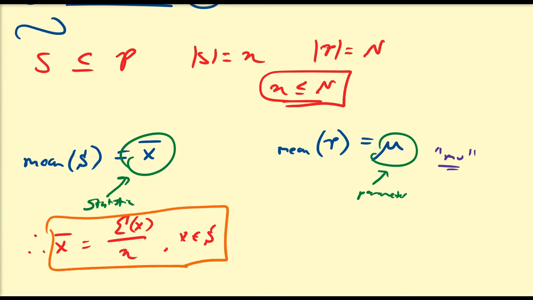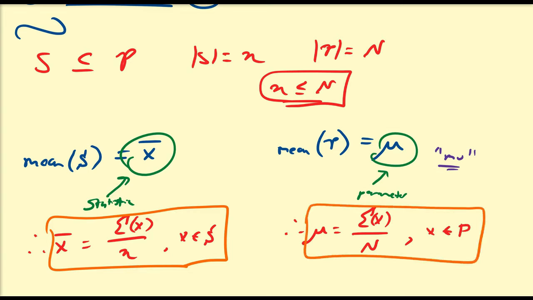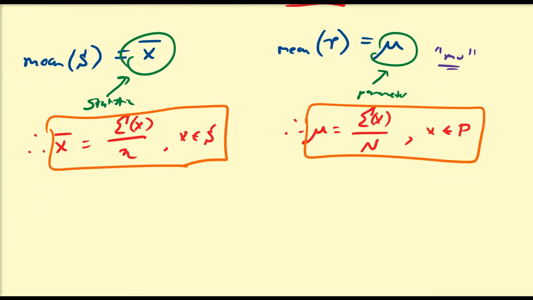And similarly for the population, a similar formula. So mu is going to be equal to the sum of all of the x values divided by capital N. Here, x must belong to the population. Right? It's pretty much the same thing, but the formulas are subtly different. Right? So here's a question.